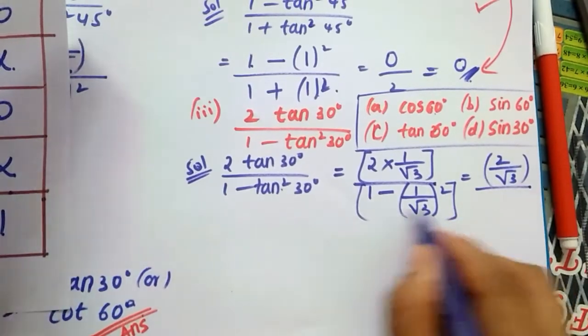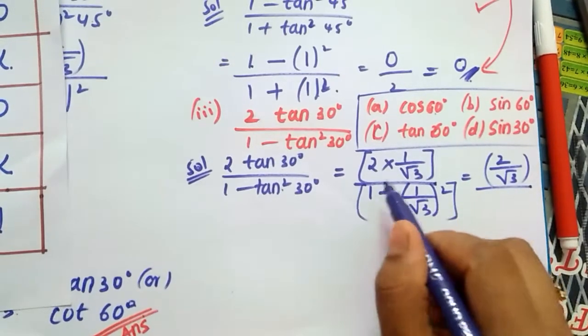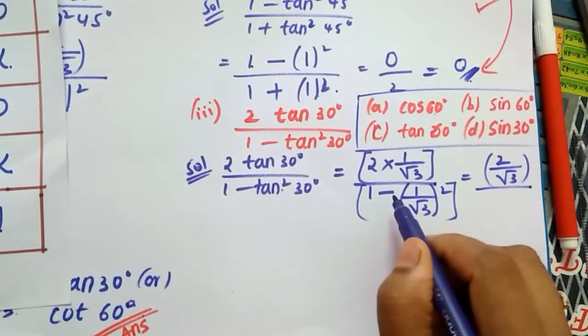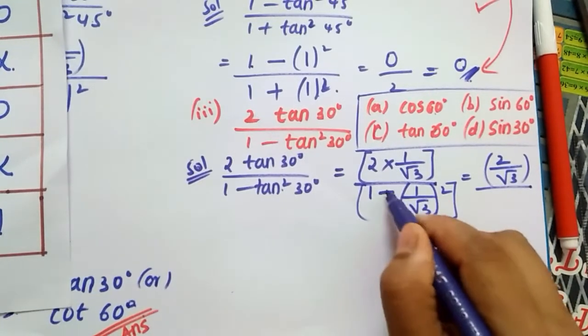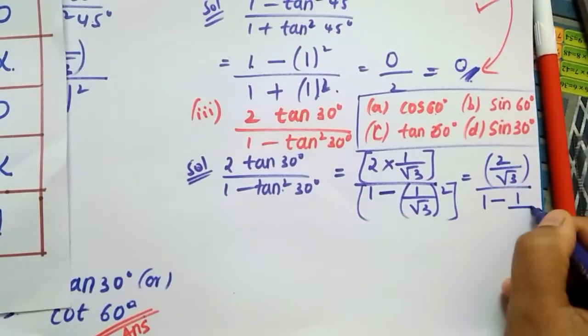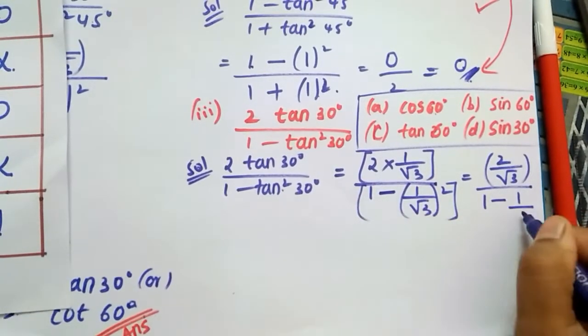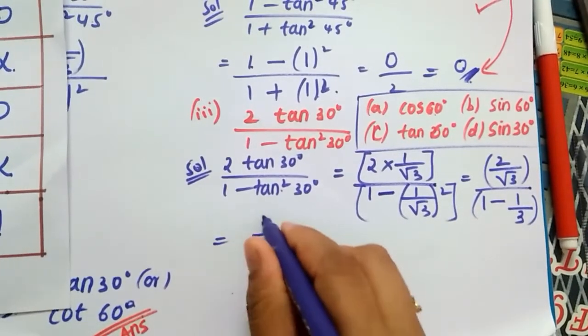Numerator is simplified. Now here it is not multiplication. Remember, you need to be very careful in your exam whether it is multiplication or division, addition or subtraction. Here the numerator is multiplication, but the denominator has a subtraction. Since it's a subtraction, first we will simplify this. 1 minus 1 square is 1. Root 3 square is 3. Now we are taking out the LCM. The numerator is simple: 2 divided by root 3.